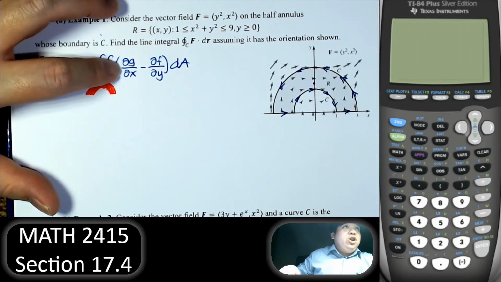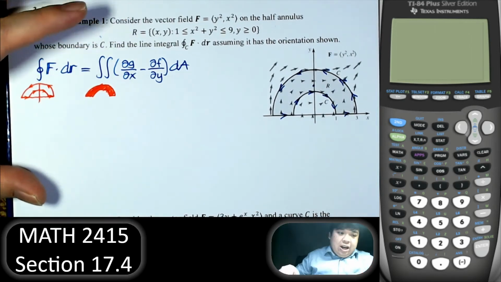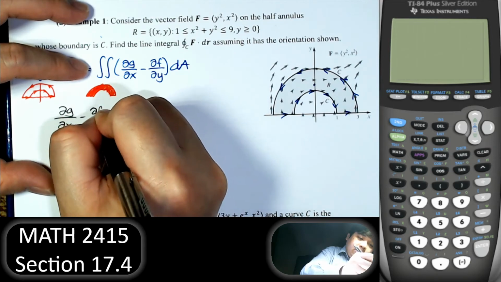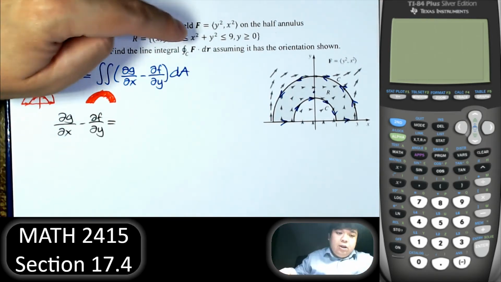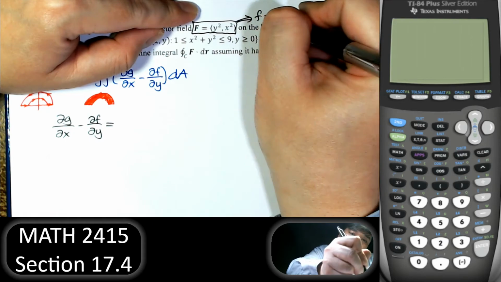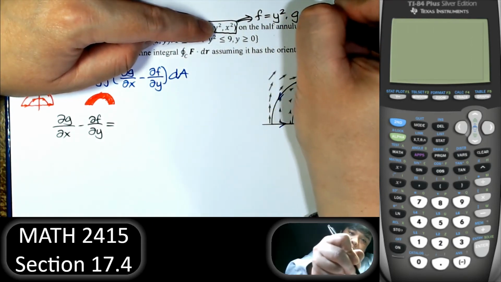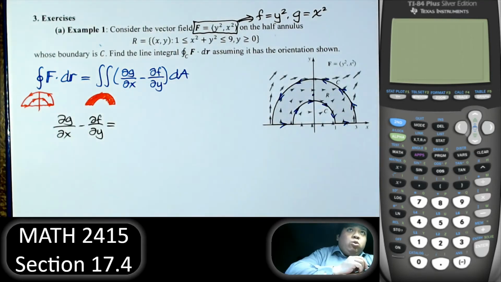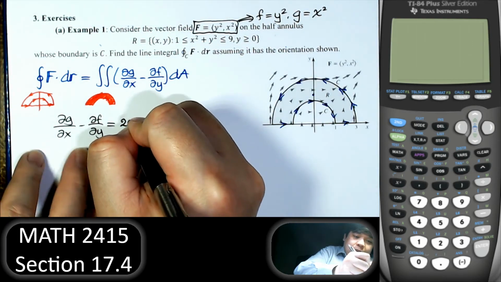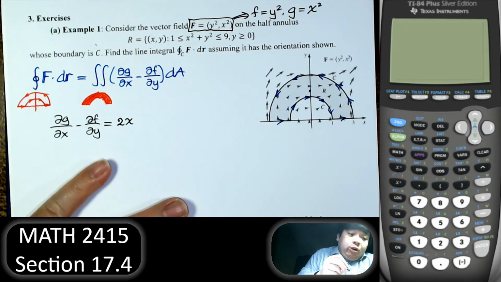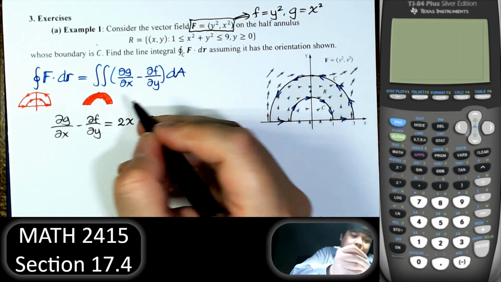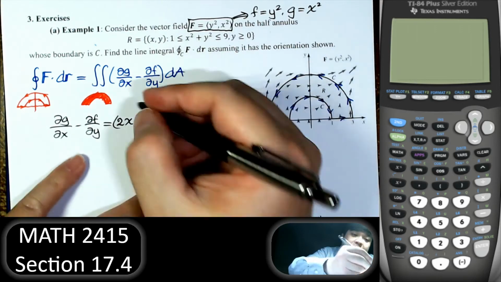Right. Now let's do the derivative of g with respect to x, and of f with respect to y. So let's write that out. This is the vector field, sorry. That means f is y squared, the first component. The second component is x squared, so g equals x squared. Now we do that. The derivative of g with respect to x would be 2x. And the derivative of f with respect to y is 2y. So then we're going to substitute that in there.